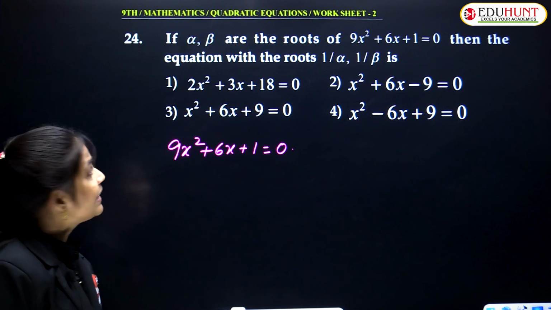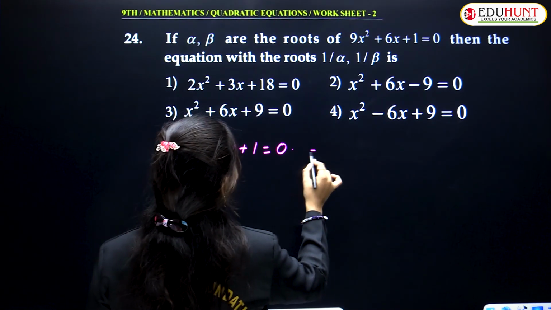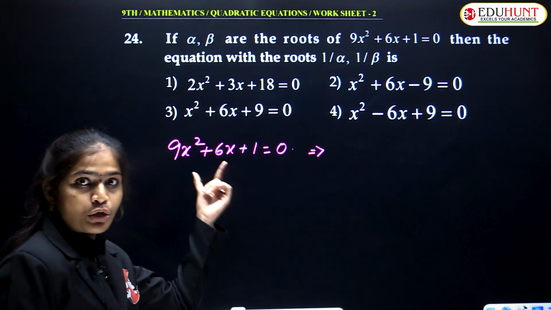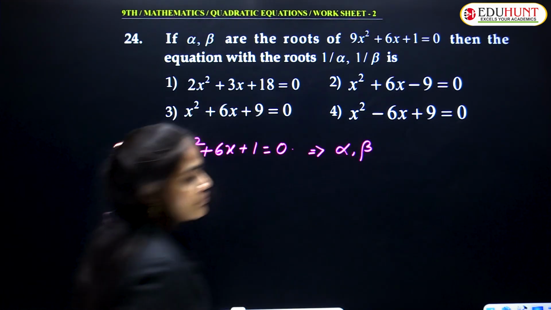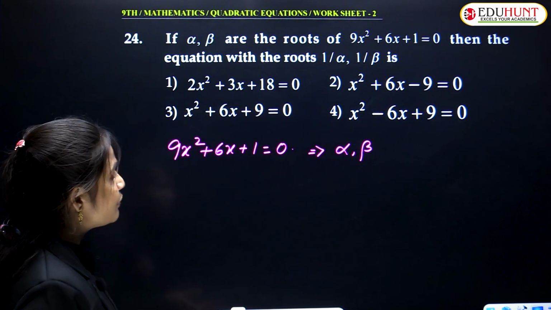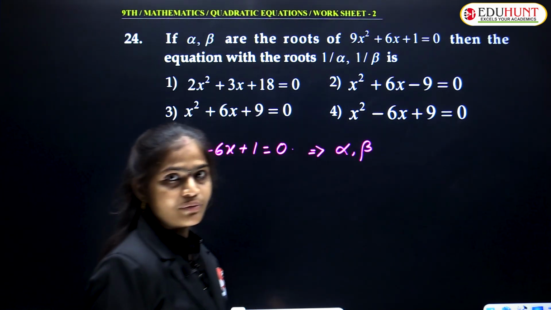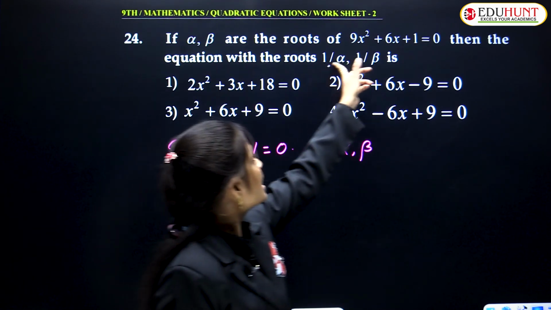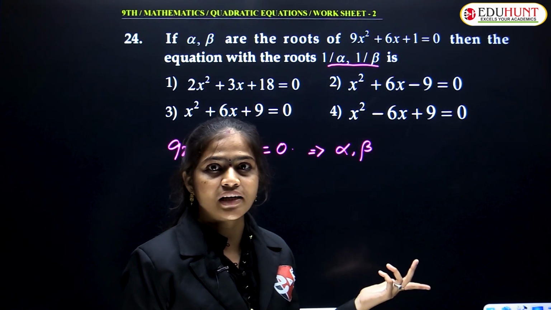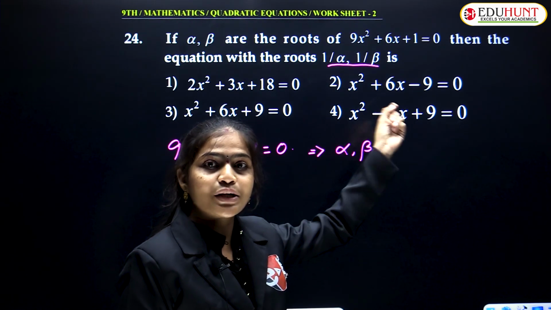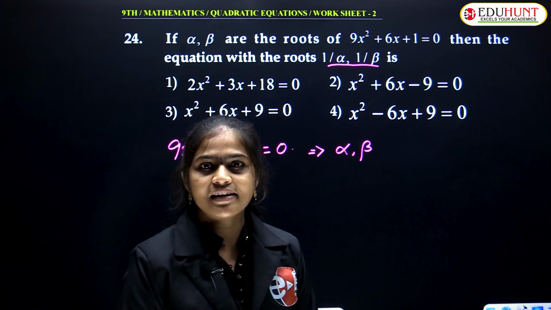Then the equation with the roots. To this equation, the roots are alpha comma beta. So another equation is there, and that is the equation we need to find. To that equation the roots are 1 by alpha and 1 by beta. So here we need to find the required equation by using 1 by alpha, 1 by beta. Did you understand the question?